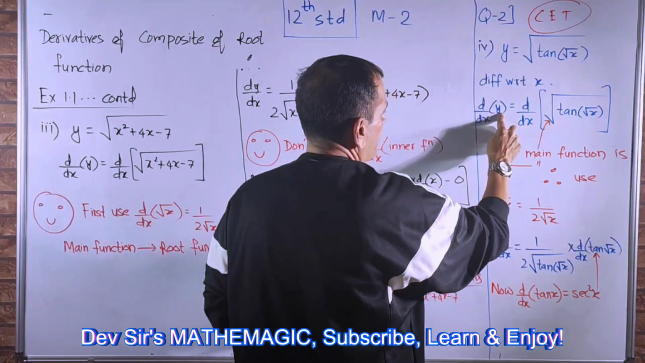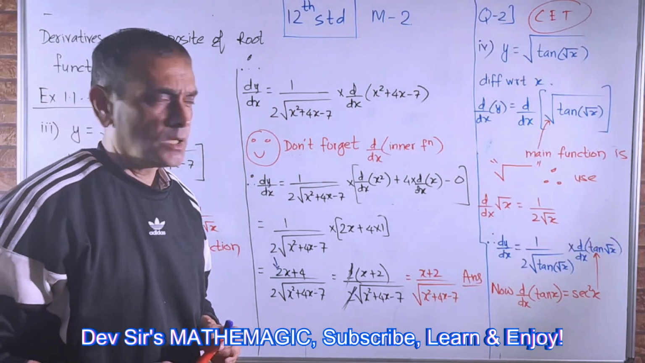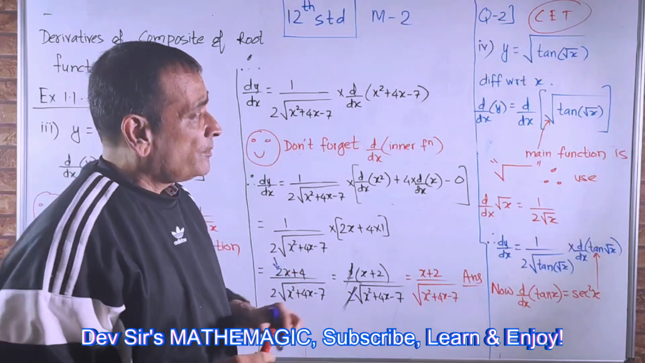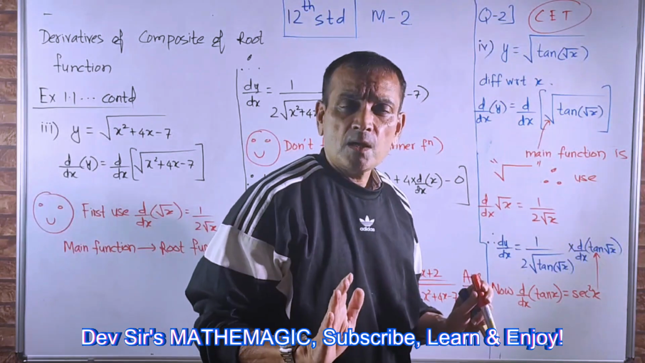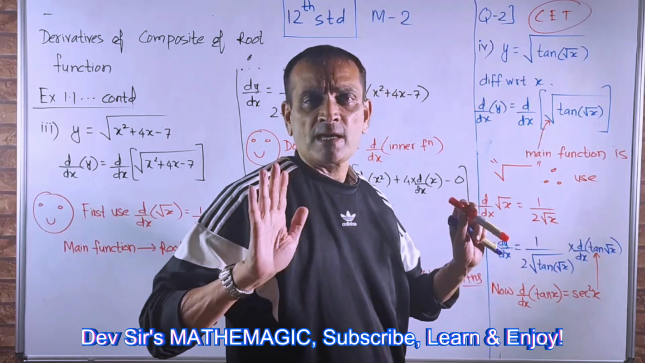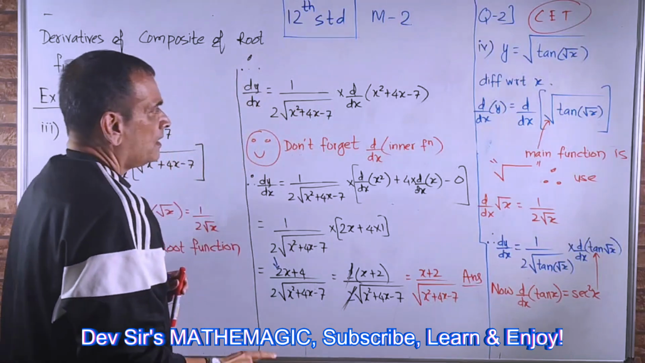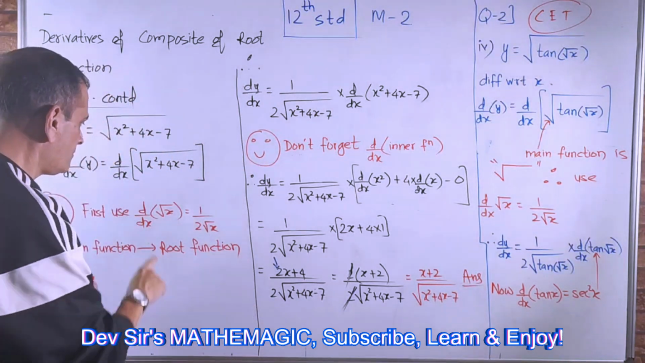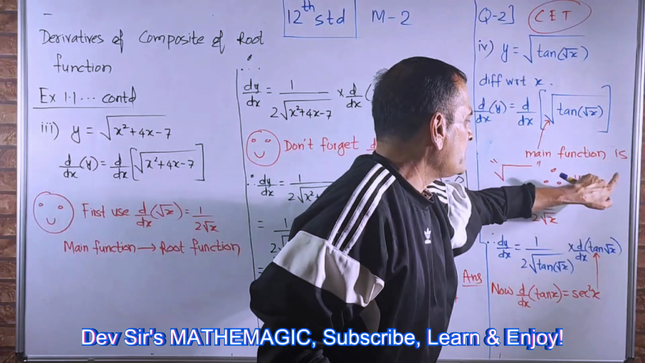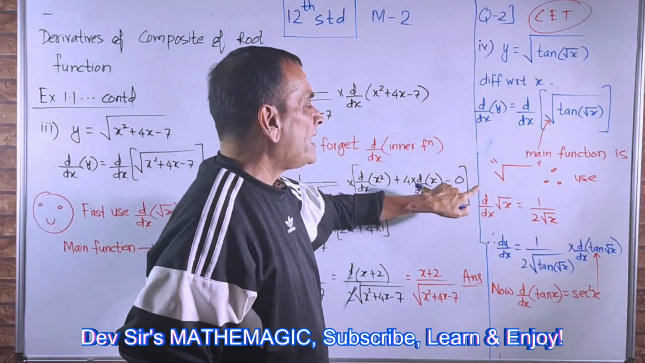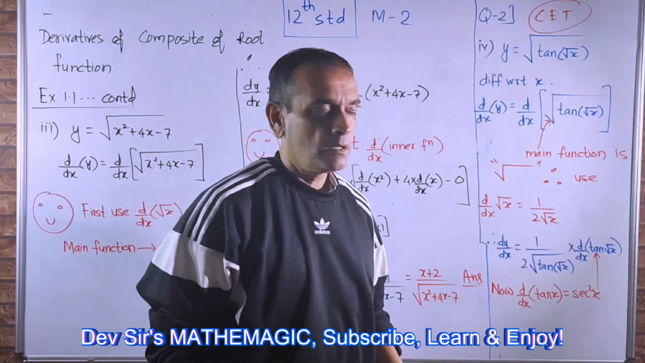d by dx of y is equal to d by dx of RHS. ओके, अभी d by dx of RHS लेने के बाद RHS में मेन फंक्शन कौन सा? आउटर, सबसे आउटर फंक्शन रूट फंक्शन. लाइक हियर outer function was root function. Same way. So because main function is root function, use d by dx of root x is 1 upon 2 root x. Same formula that we have written down earlier.